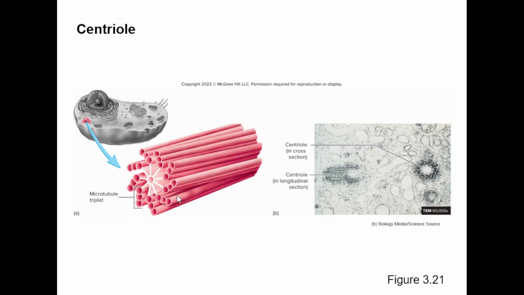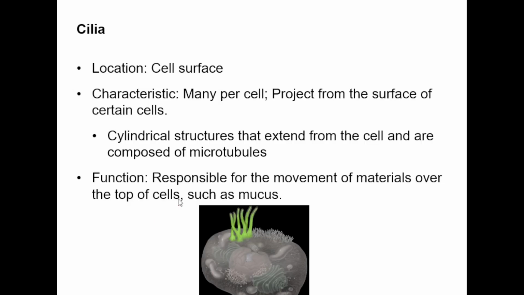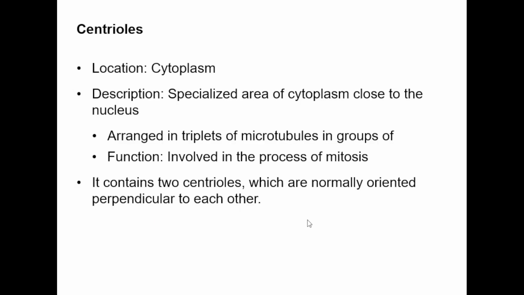Ayan, this is one centriole. So, we have 9. Let's count. 1, 2, 3, 4, 5, 6, 7, 8, 9. So, 9 triplets. As you can see, each has 3 microtubules. Yan. Those are your centrioles. So, ang centrioles natin, they are important for cell division. Okay? They are important in the process of mitosis or cell division.